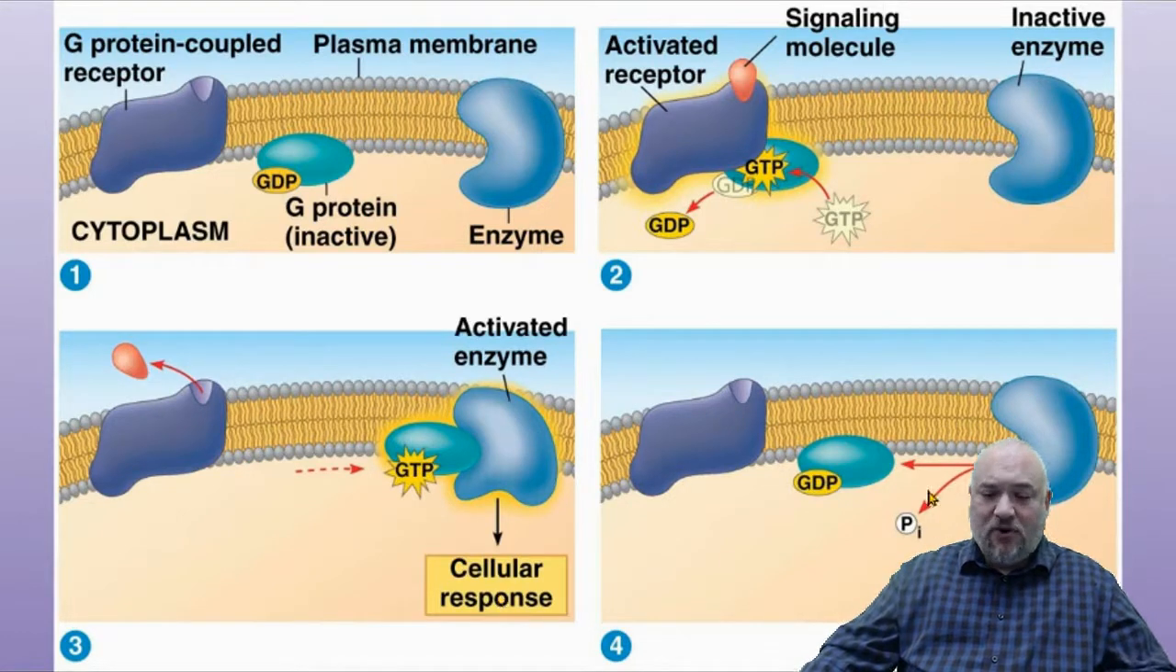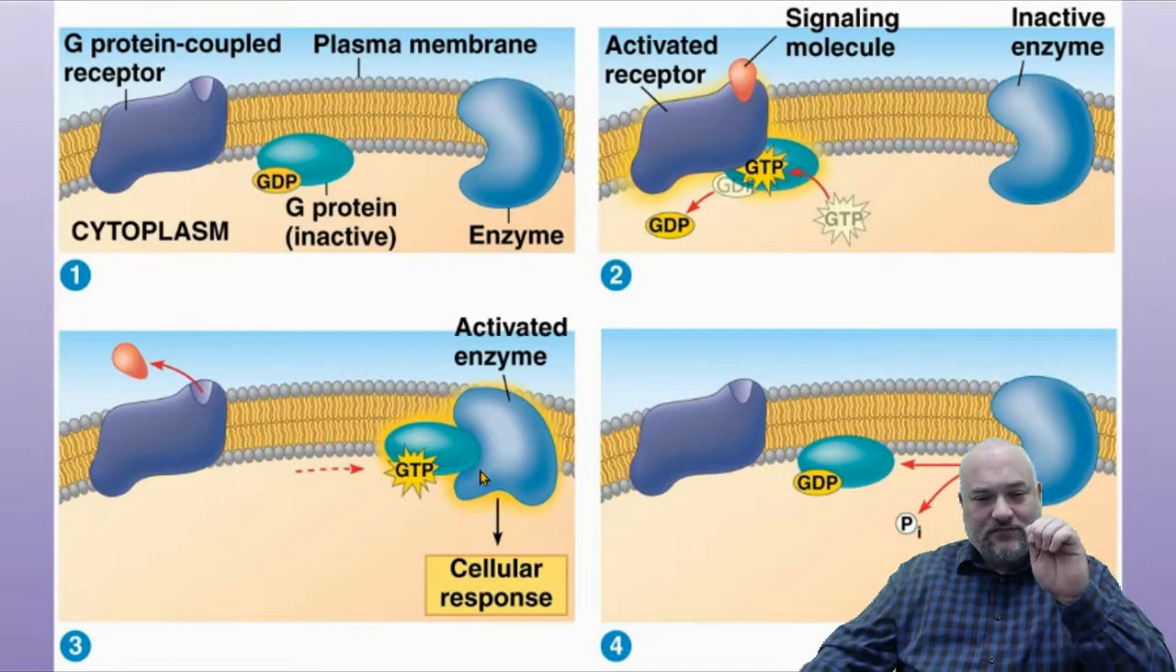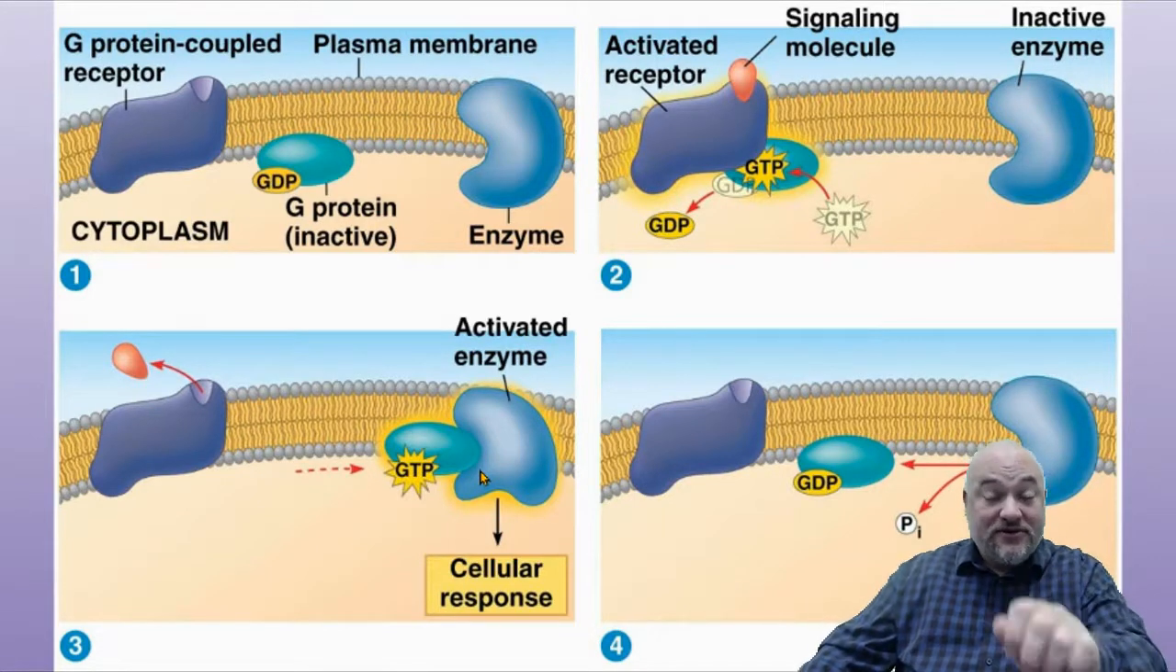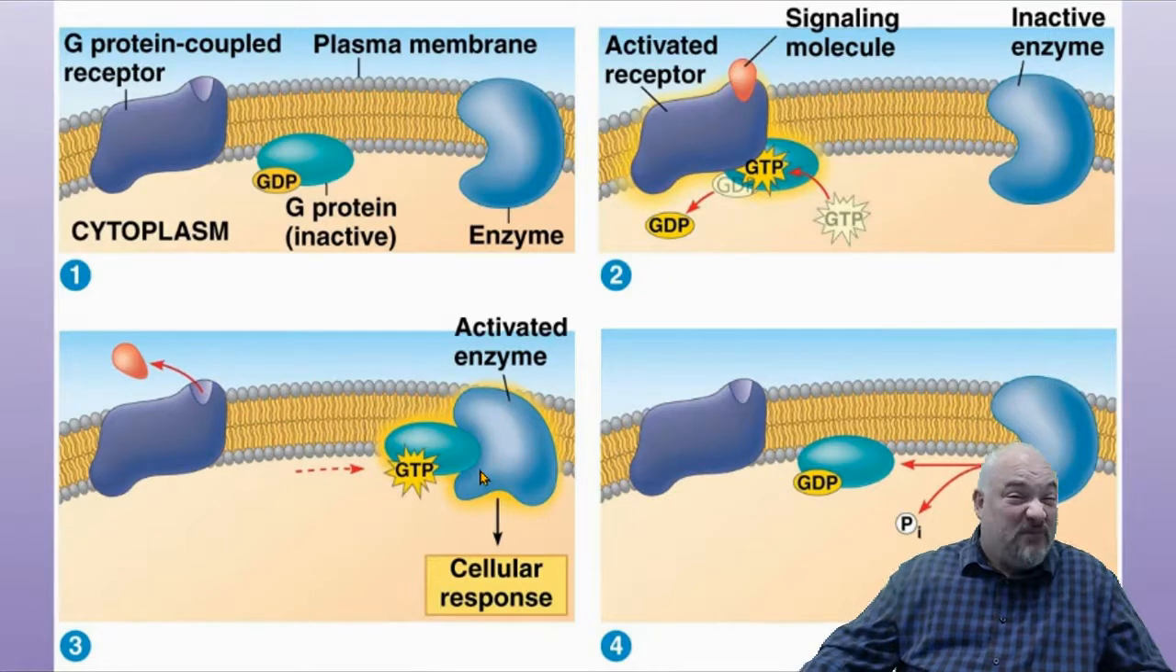Then that phosphorus will get broken off, and it'll return to GDP and reset back to the beginning. You don't want that extra phosphorus to stay in here for too long, or you'll get stuck in this position. Instead of being able to trigger a single response, it'll just sit there and keep telling the cell, do this, do this, even though the cell doesn't need to keep doing it.